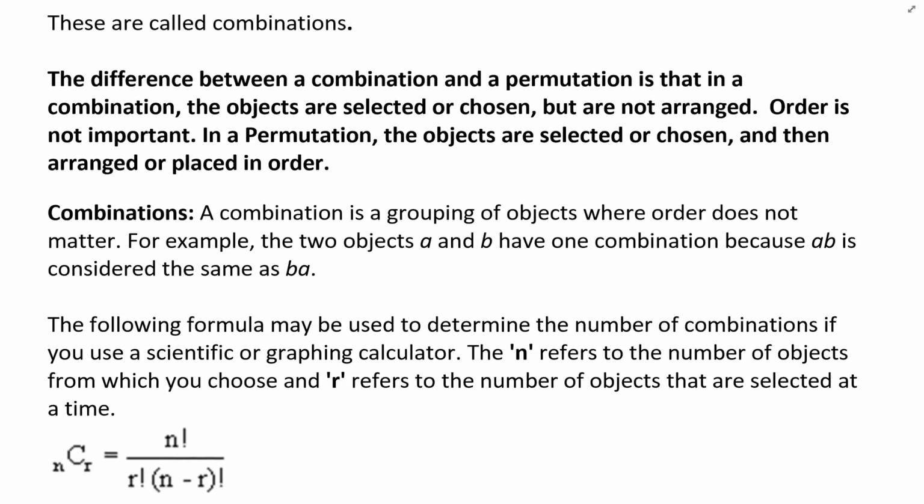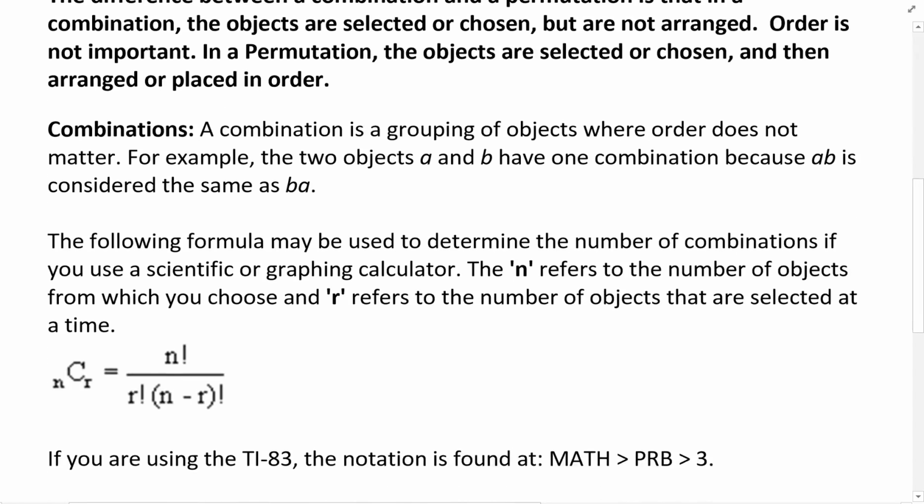If we look at the definition, a combination is a grouping of objects where order does not matter. For example, the two objects A and B have one combination because AB is considered the same as BA. So the following formula is our formula for combinations. Now in our textbook you might see it like this instead, not a C, sorry, an R. Or if you're looking something up on the internet, that means the same thing as nCr.